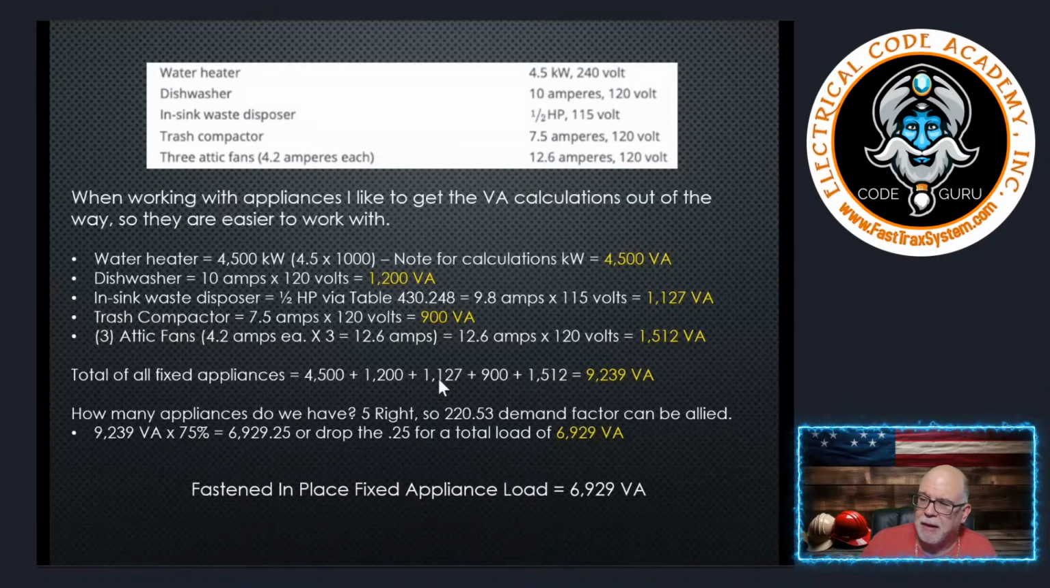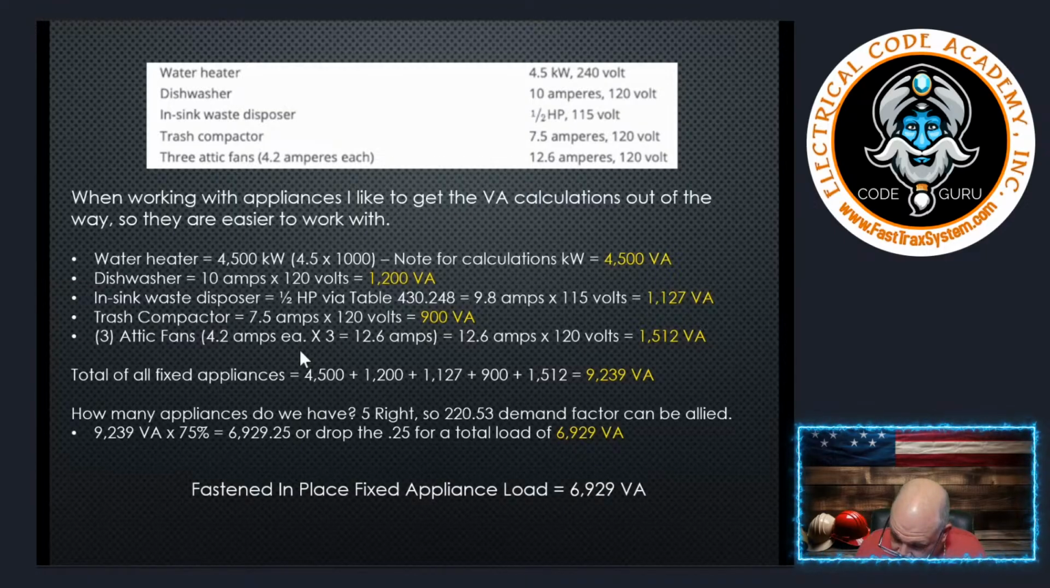Why? Because how many appliances do we have? Do we have 5? No, we've got more than 5, don't we? 1, 2, 3, 4, 5, 6, 7, because we had 3 of those attic fans. So even if we were to forget that, we still had 1, 2, 3, 4, 5, we still would be able to apply the 75%. Why? Because we have 4 or more fastened in place appliances, so we're going to be able to apply our 75% to this equation.